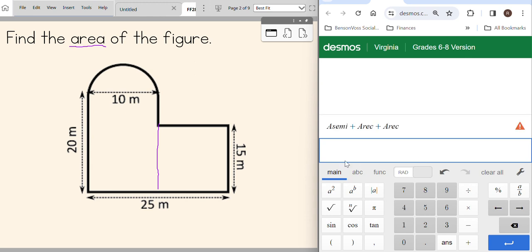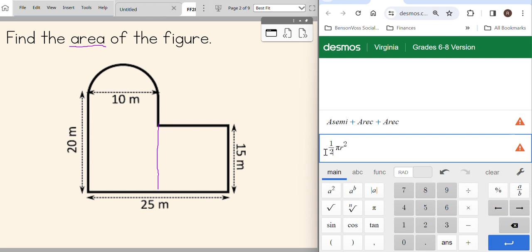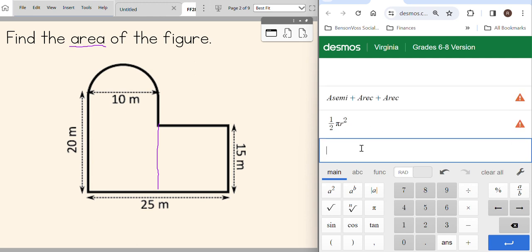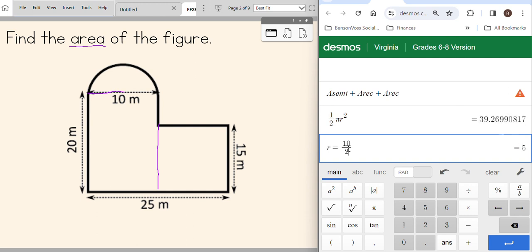Okay, so I've got 3 things I'm going to have to find. So I'm going to start out with the area of a semicircle. I know that the area of a circle is pi r squared. But if it's a semicircle, I got to put a half in front of that. Okay, so the only thing I need to figure out is my radius. Well, this one is fairly easy. If you look right here, all the way from one side to the other is 10. So a radius is half of that. So I'm going to put in the whole thing and divide it by 2.